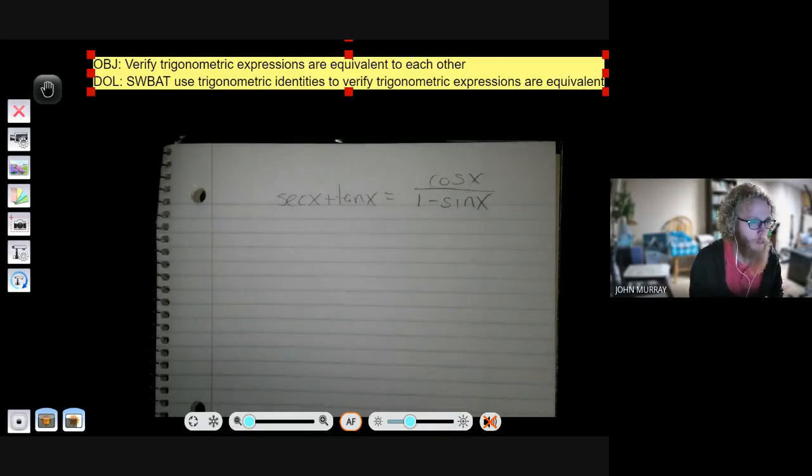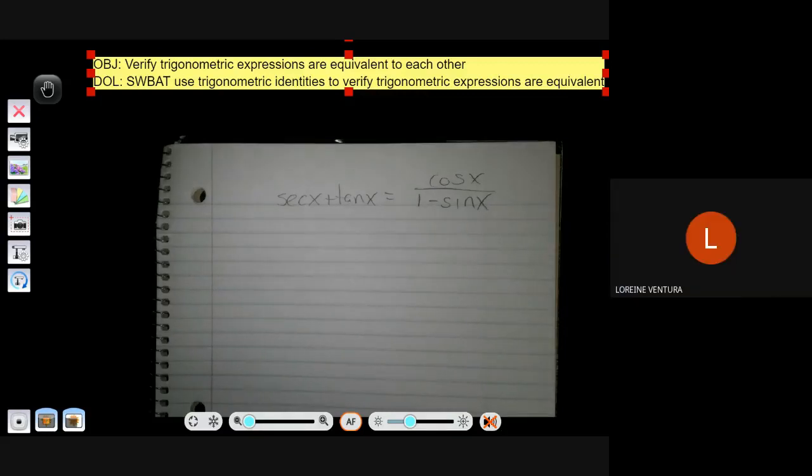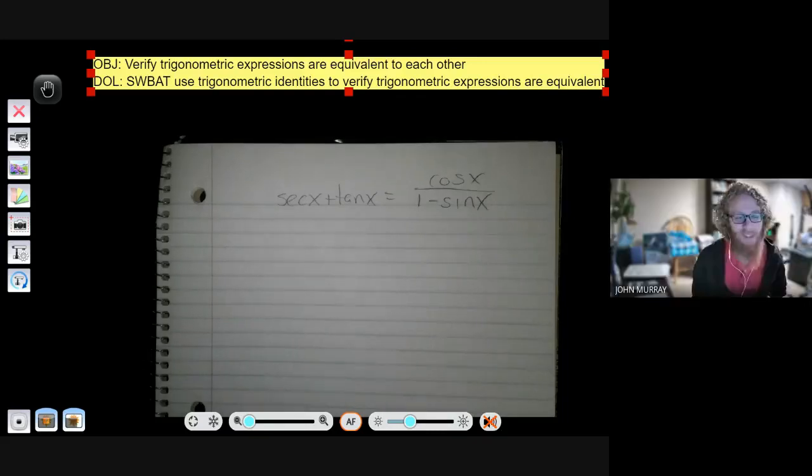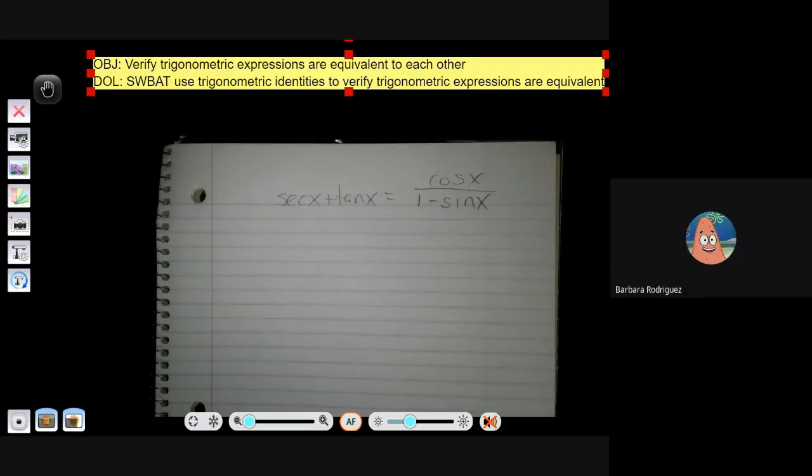Do you guys want to do the group work, or would you rather just work on this together? Can we work on it together, please? Okay, all right, that's fine. So I'll let you guys work on this with me. What side do you want to work on, the left or the right? The right. Okay.